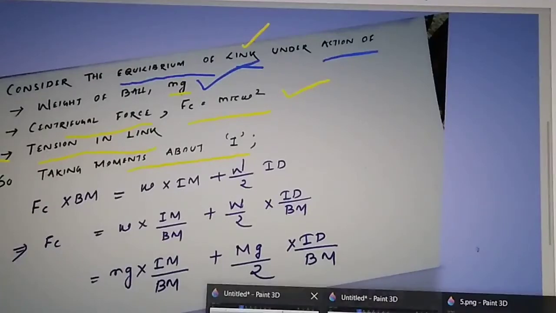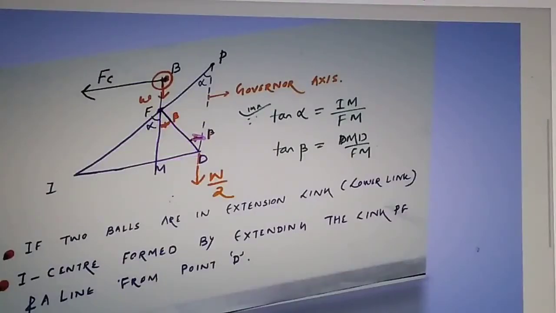If you consider moment about point I, then what will happen? You have to consider the moment about this point. Then Fc into the perpendicular distance will provide a moment in this direction. This is counterclockwise. But this small w, the weight of the ball, will give a clockwise moment. Also this W by 2, we have discussed, is the weight of the central load and it is divided by 2. Why have we written this? Because we are considering one half part of the governor and the load is divided into two equal halves.